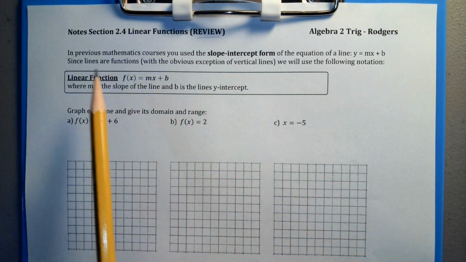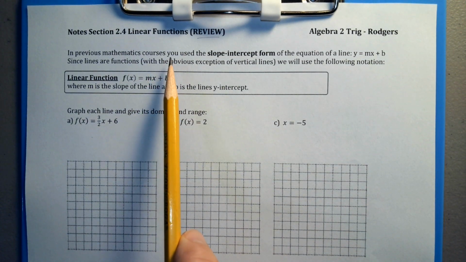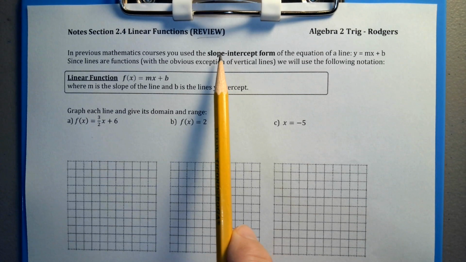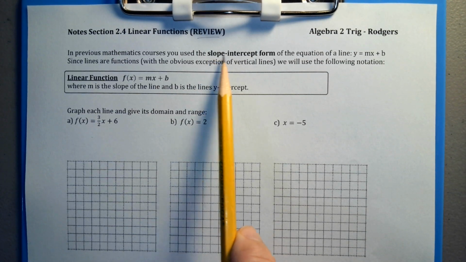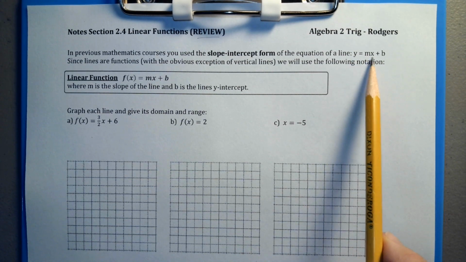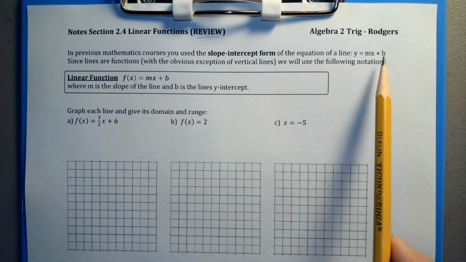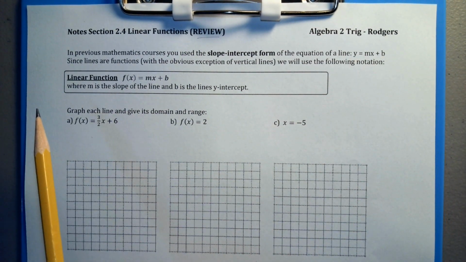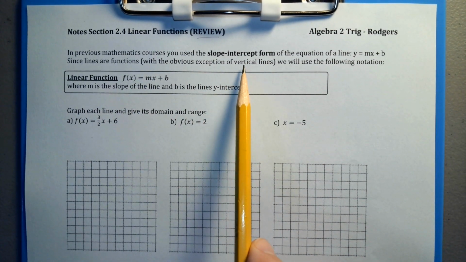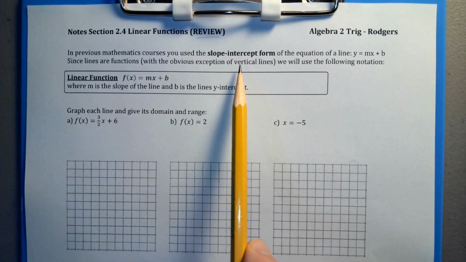All right, so in previous math courses, probably Algebra 1, maybe a little bit of geometry, in Algebra 1 you used something called the slope-intercept form of the equation of a line, and that was y equals mx plus b. Now, lines generally are functions with the obvious exception of vertical lines. Obviously, the vertical line test fails for a vertical line.